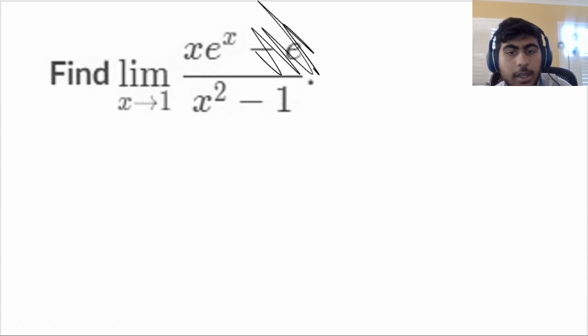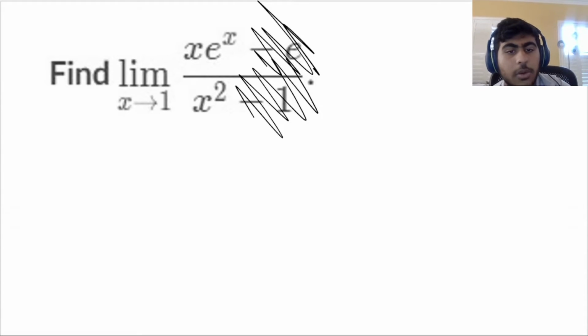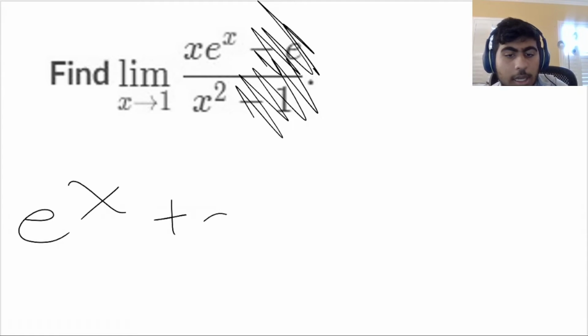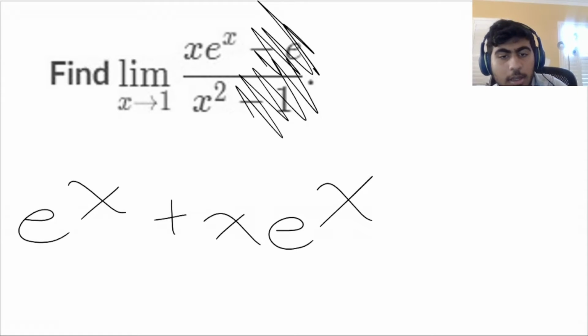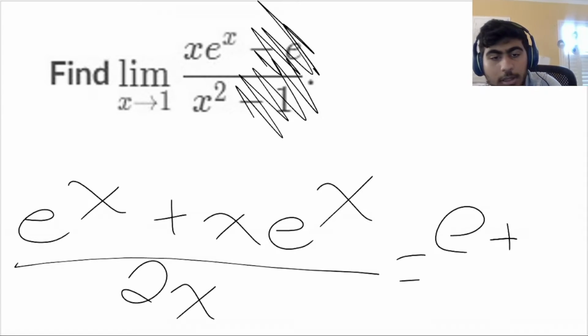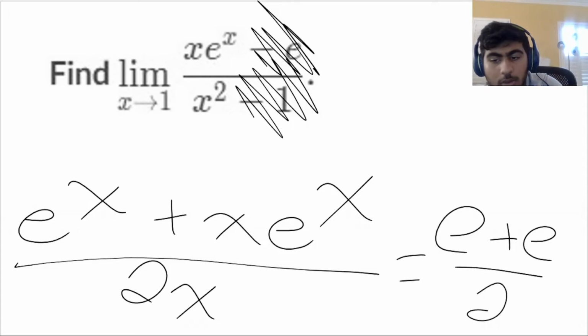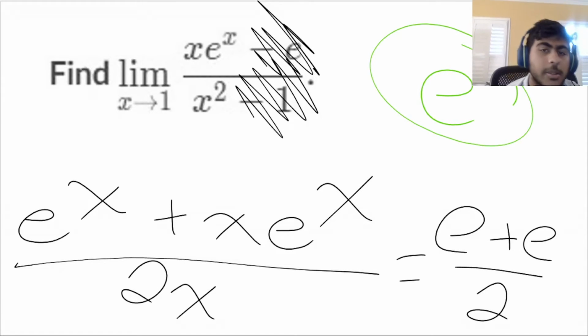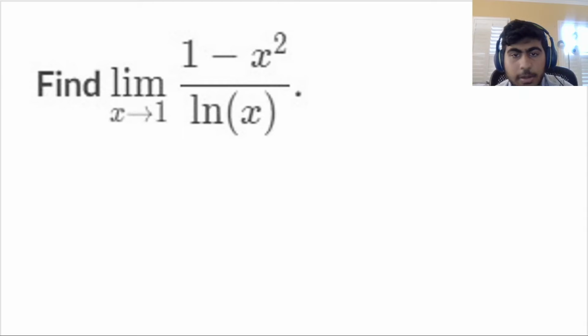This goes away, this goes away, and what we're left with is we use the product rule in the numerator to get e to the x plus x e to the x over 2x, and that ends up being e plus e over 2, also known as just e, the exponential. Keep going.